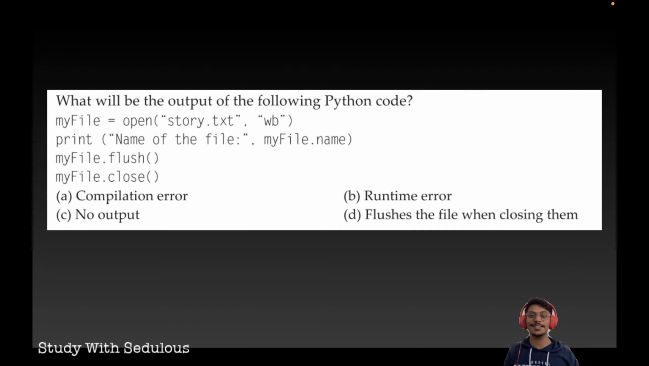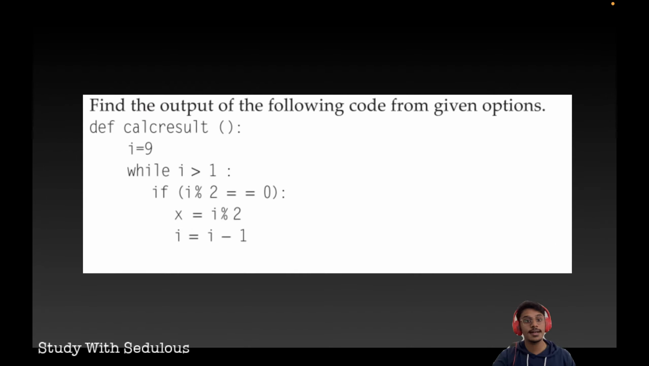Find the output of the following code from given option. def calc: result. i is 9, while i greater than 1, if i modulus 2. What is modulus 2? It will give off the remainder. No quotient, no dividend, no divisor. Only remainder. If remainder is 0, which means if it is an even number, then we will get x is 0, and i is i minus 1. It becomes 1 lesser.